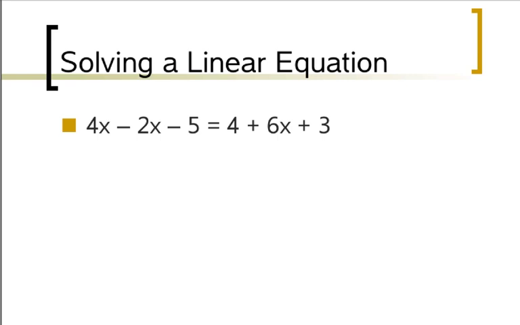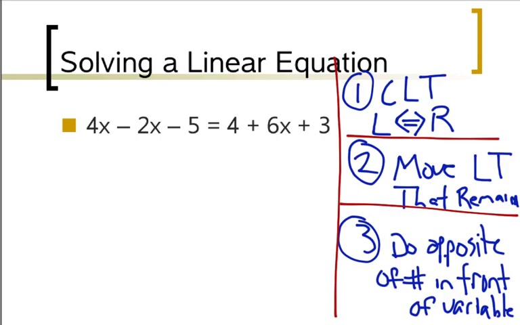Now we're going to go through the process of solving our first linear equation. In order to do that, we need to go through a few steps that I'll write off to the right-hand side. The notes I've got on the right here, I use shorthand to fit the space. CLT means combine like terms, and you want to do that on the left-hand and the right-hand side of the equal sign. That's the first thing we're going to do here. Then we're going to move the like terms that remain to be on the same side of the equal sign. And then finally we're going to do the opposite of the number in front of the variable to solve.